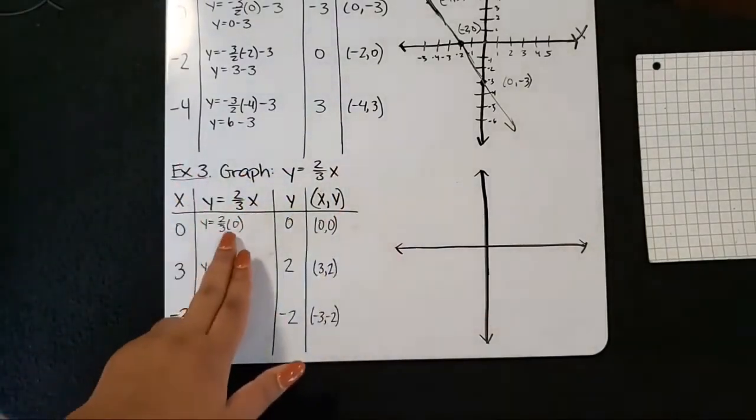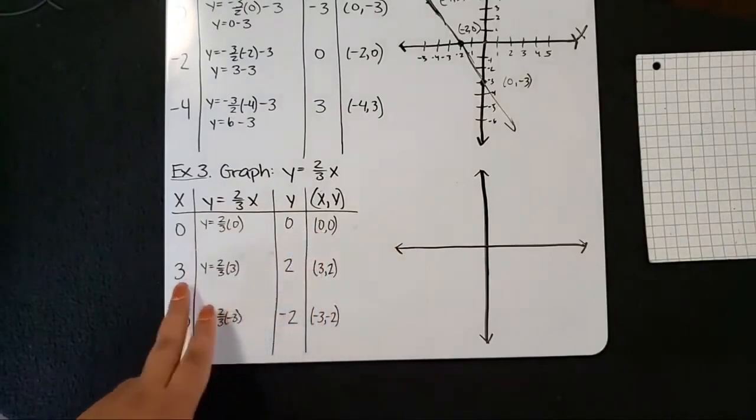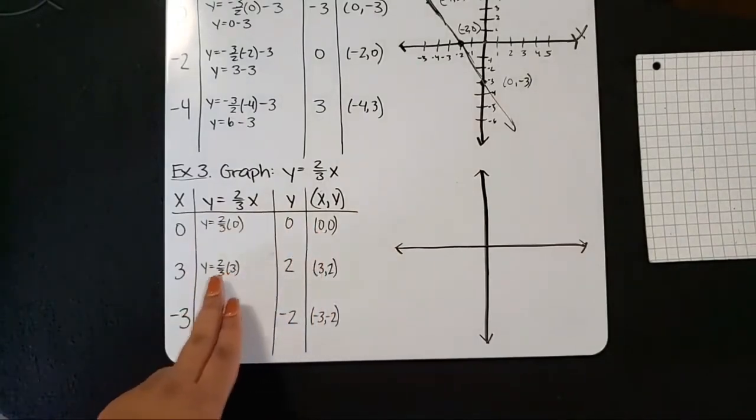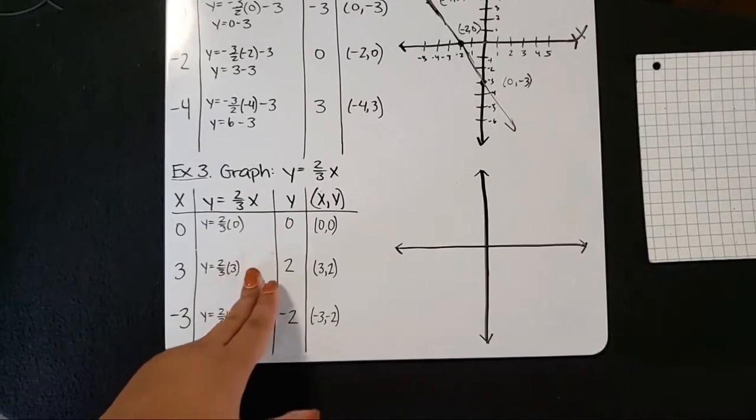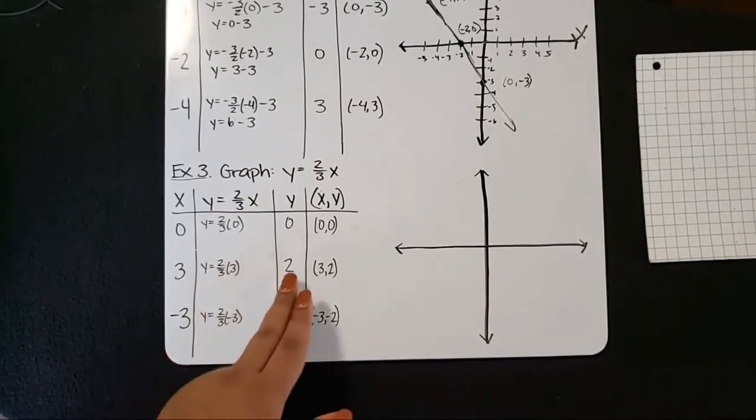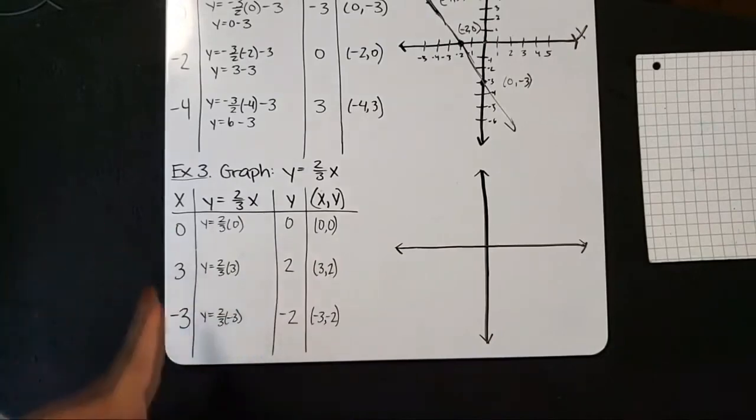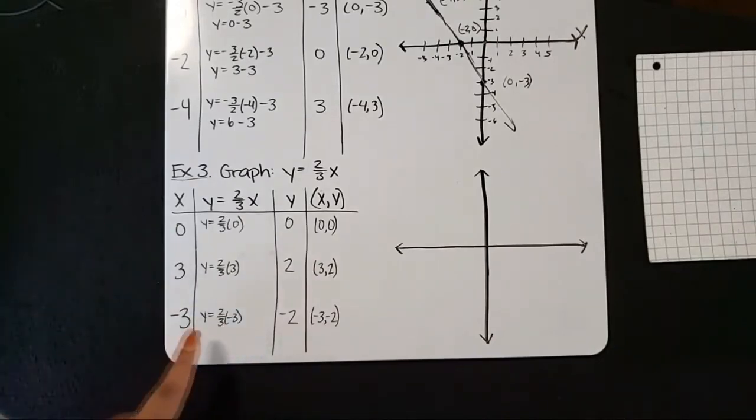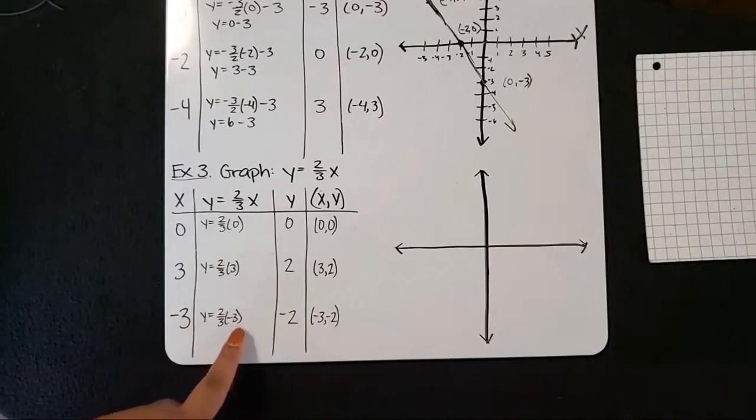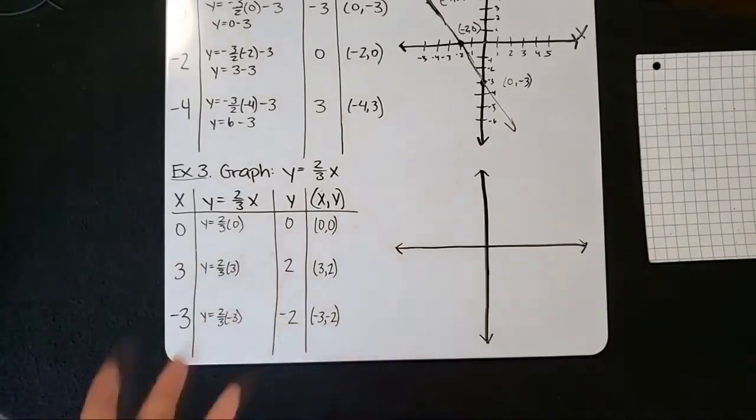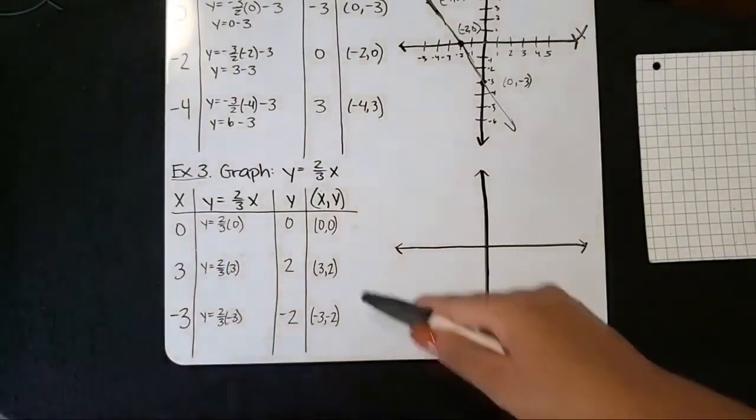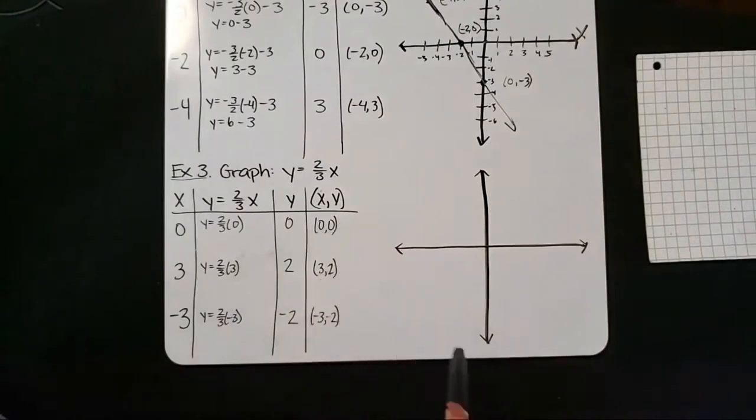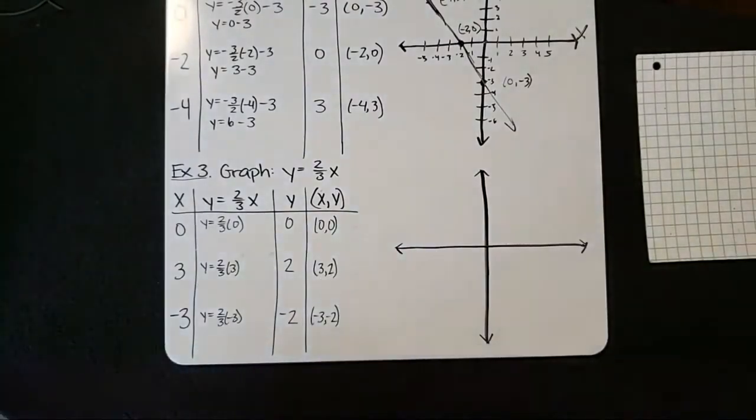So when we plug 0 in, of course, y will be 0. When we plug in a positive 3, 3 over 3 is going to cancel. It's going to be 1. So we'll be left with the 2 in the numerator. And if we plug in negative 3 over 3, that is going to be negative 1 times 2. We get negative 2. All right. So our coordinates will be 0, 0, 3, 2, and negative 3, negative 2.